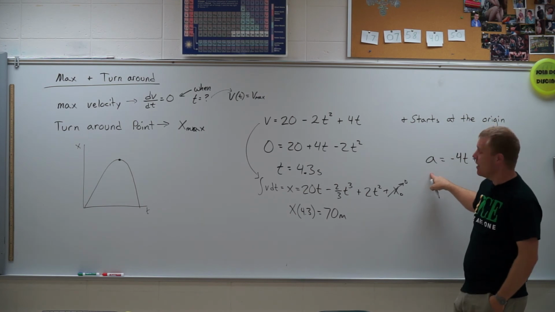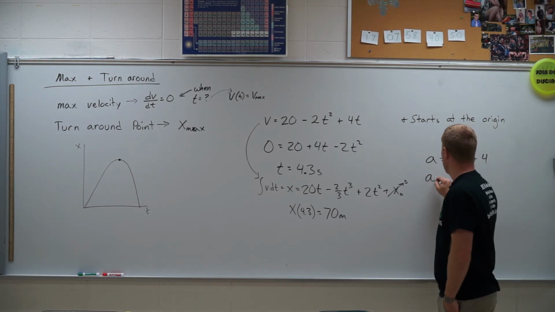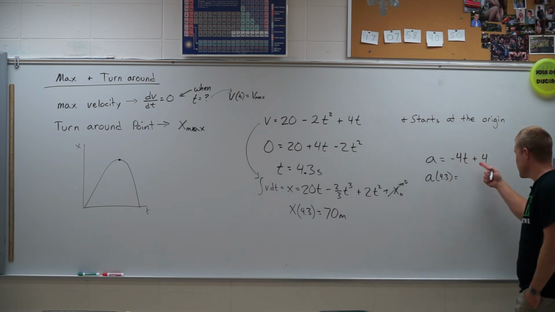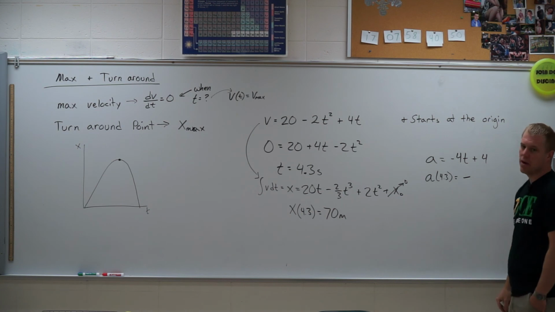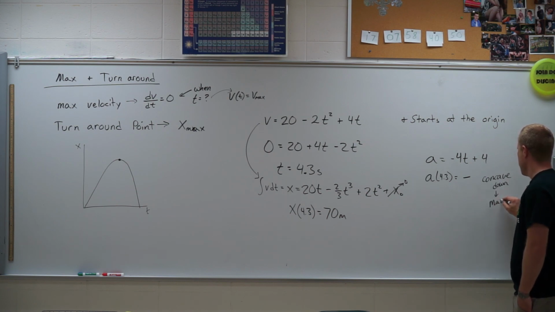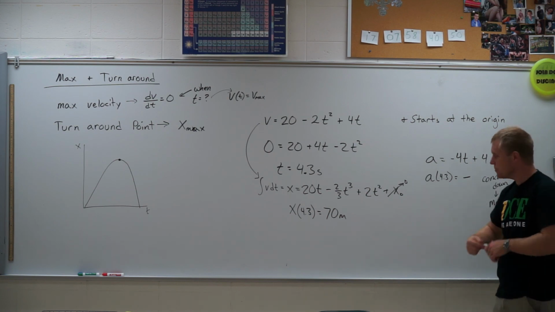And if I plug in a time of 4.3 seconds, if I just imagine it's 4 seconds, for instance, I'll have negative 16 plus 4. I definitely come out with a negative number. Negative means concave down, and that means that I have myself a maximum at that point. All right.